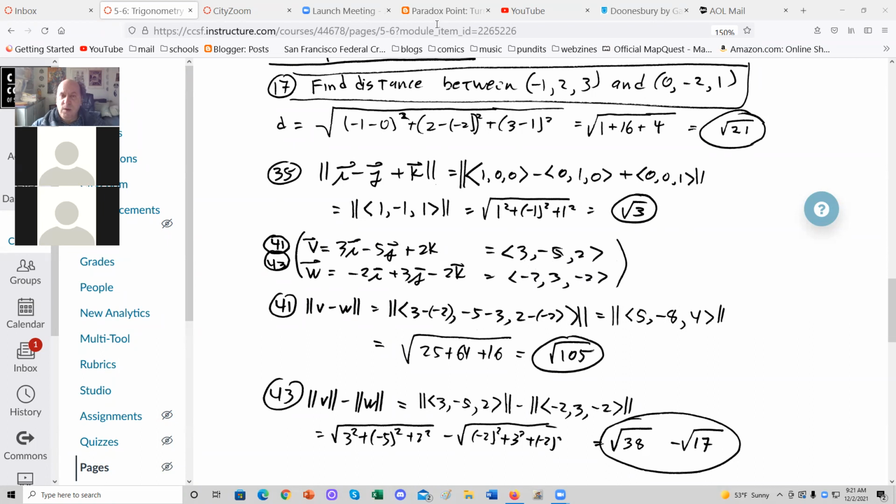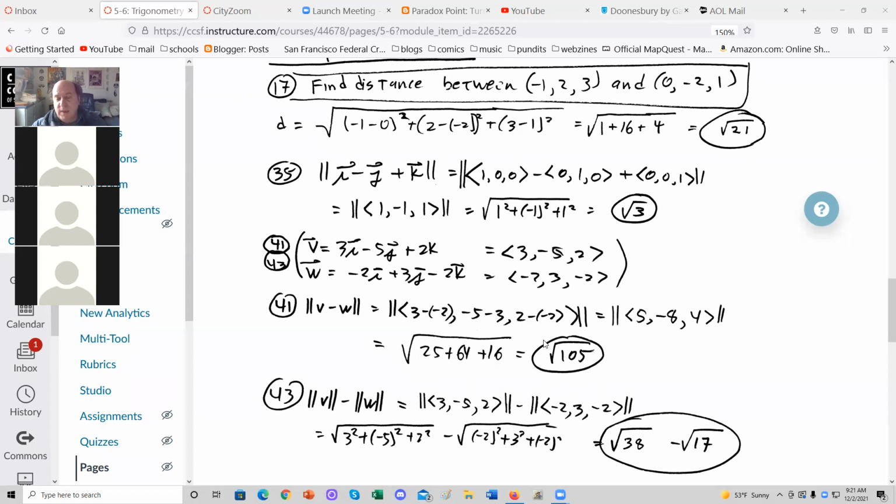The length is the root of the sum of squares. So the length of (5, -8, 4) is the root of 5 squared, which is 25, plus -8 squared, which is 64, plus 4 squared, which is 16. It's the square root of the sum, square root of 105.